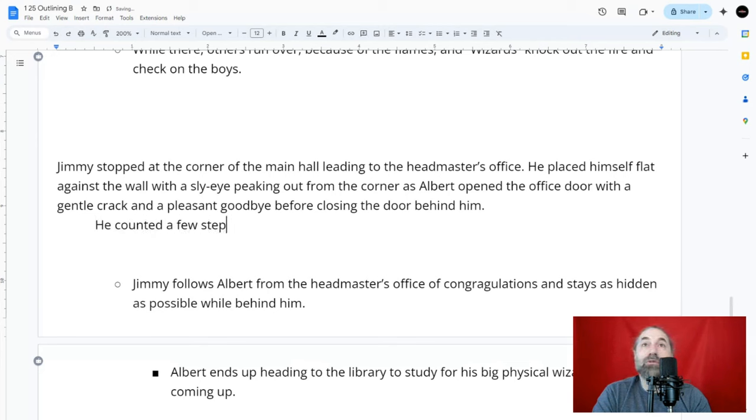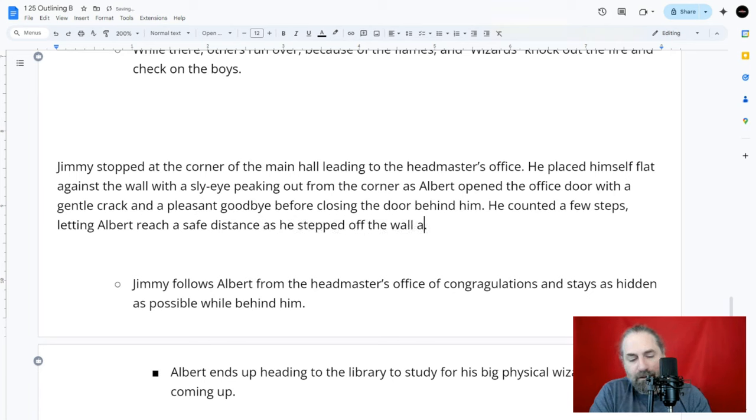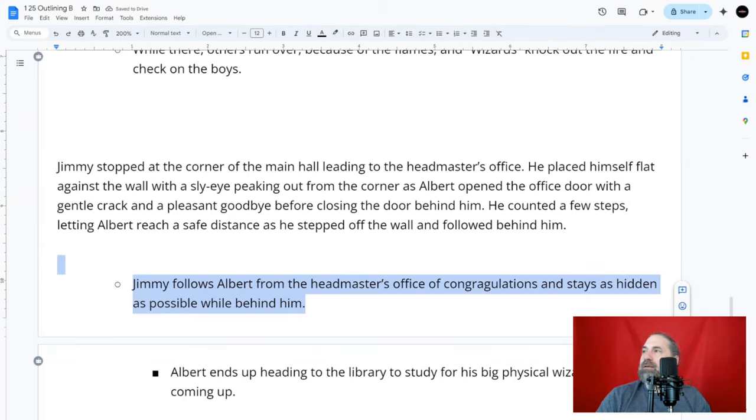He counted a few steps, letting Albert reach a safe distance. I could just do the thing. He counted a few steps, letting Albert reach a safe distance. As he stepped off the wall, followed behind him, right? So I would just do that. I would just take these beats and start developing them.